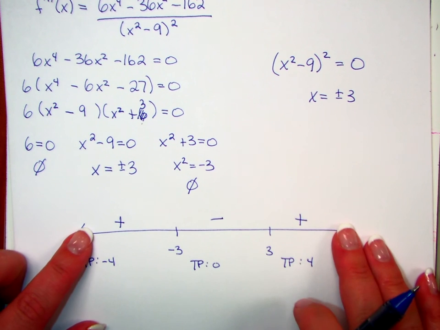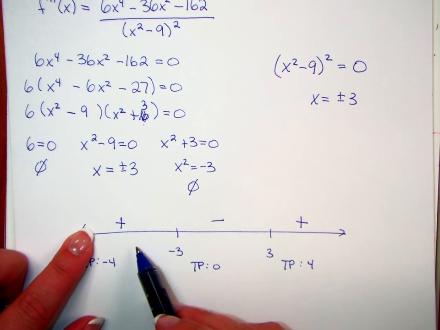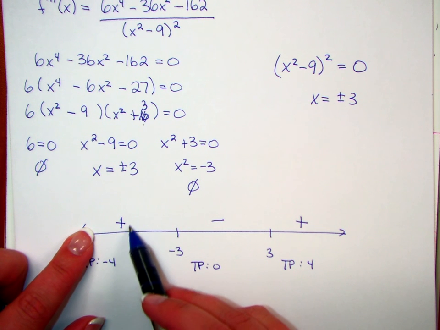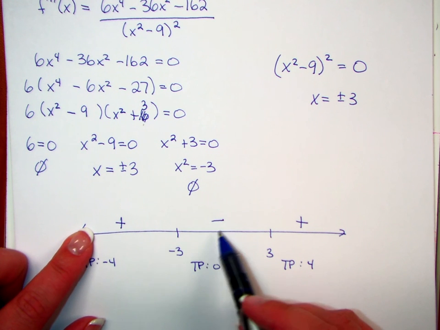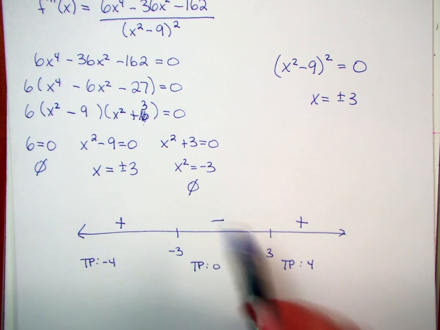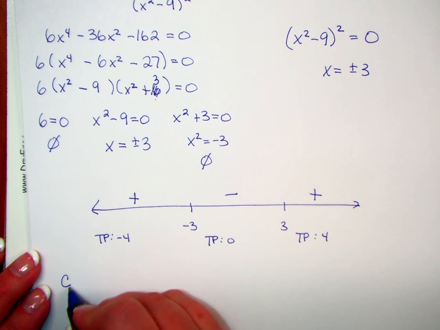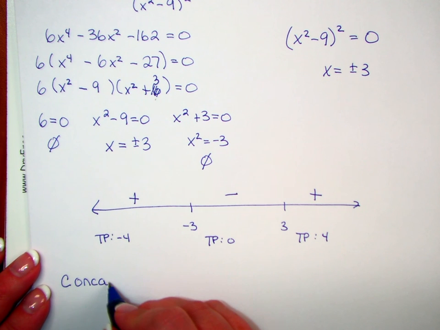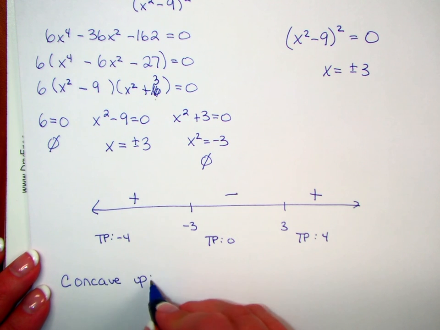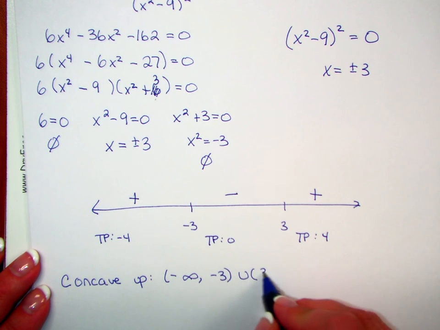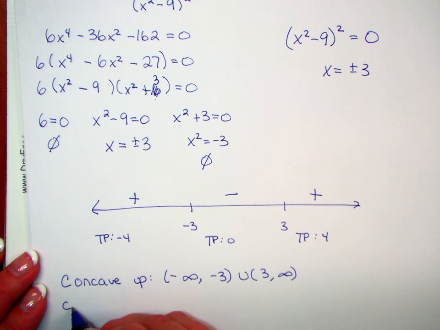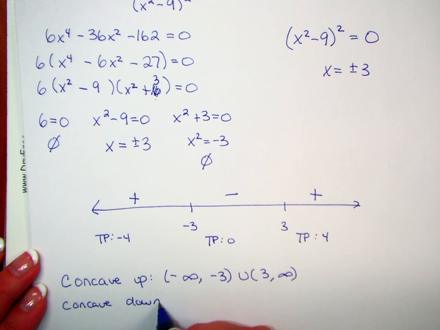Now this is the second derivative signs. And so if the second derivative is positive, then we know the function is concave up. And if the second derivative is negative, then we know the function is concave down. So I know that this function is concave up from negative infinity to negative 3 and 3 to infinity. And I know it's concave down from negative 3 to 3.